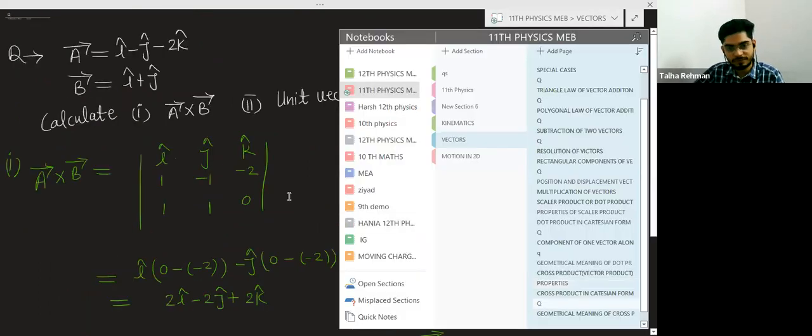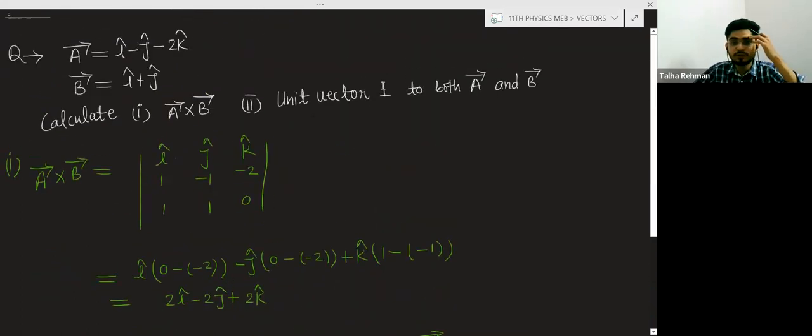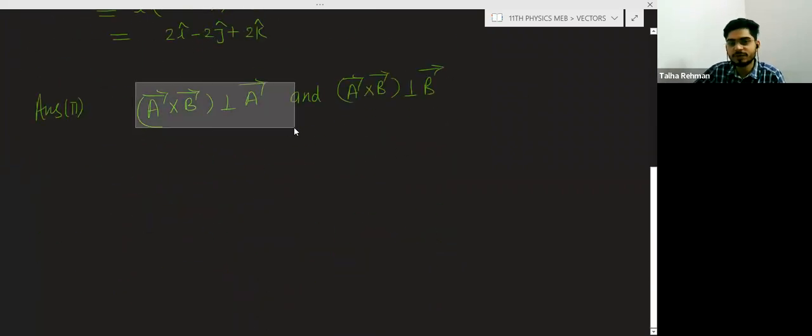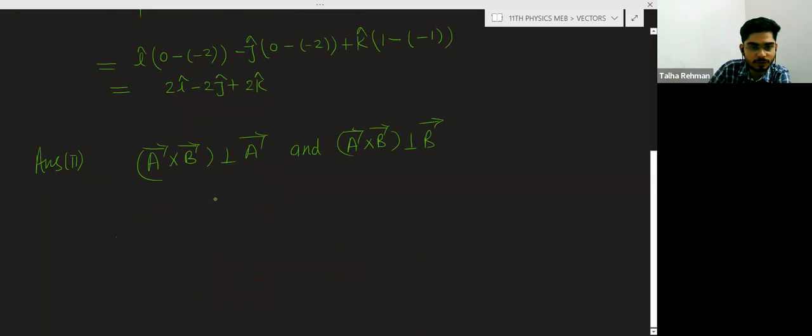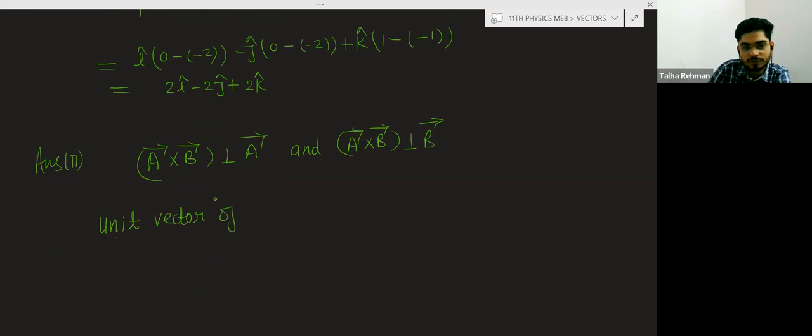So they are asking for a unit vector perpendicular to both the A vector and the B vector. We know that A cross B is perpendicular to the A vector and to the B vector. Now we will calculate the unit vector of A cross B. A cross B is itself a vector, that is 2I cap minus 2J cap plus 2K cap.